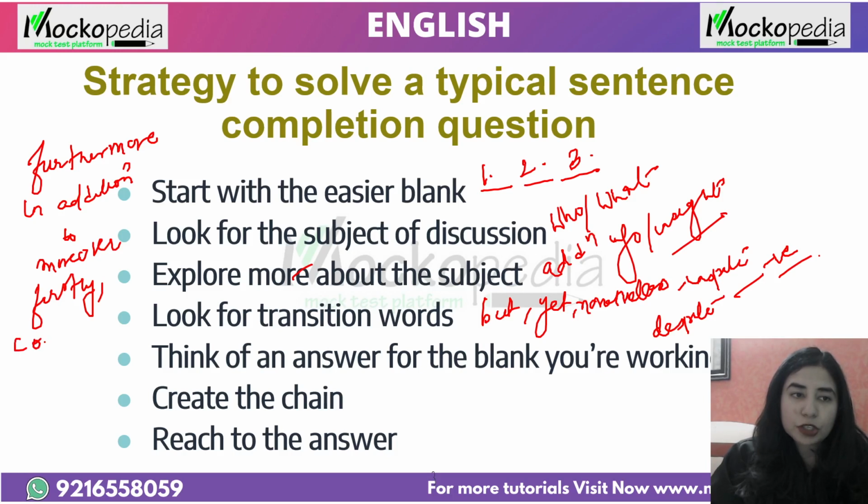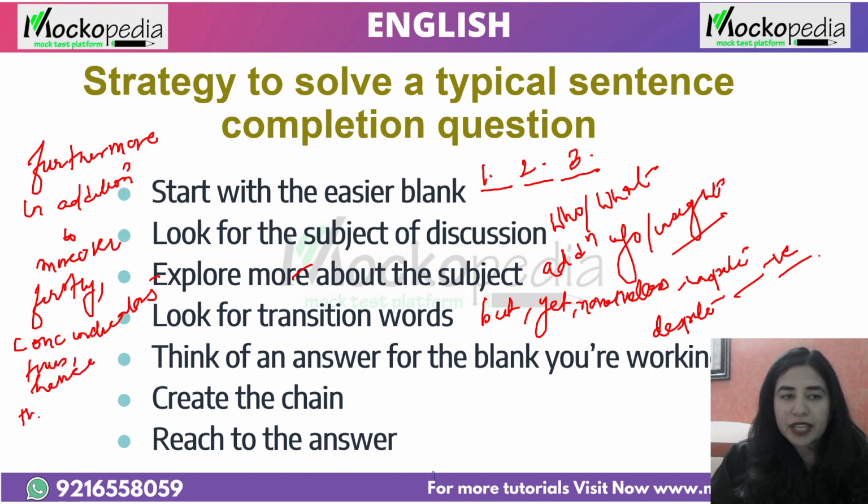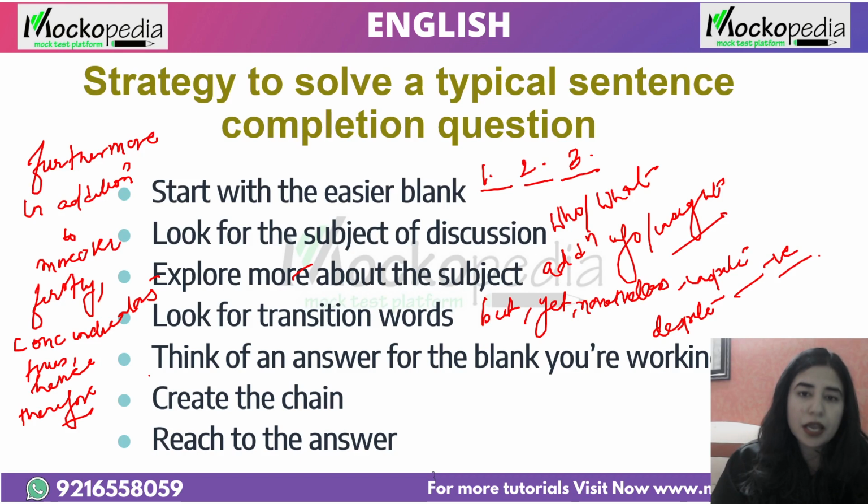Or there can be conclusion indicators, right? So what will be conclusion indicators? Like words like thus, hence, therefore. These are conclusion indicators that will help you understand the author is trying to reach a conclusion here. So look for these clues. I really put a lot of importance on observing the transition words, because these are clues offered to you on a platter, and if you're not utilizing these clues, you're making a big mistake, right?